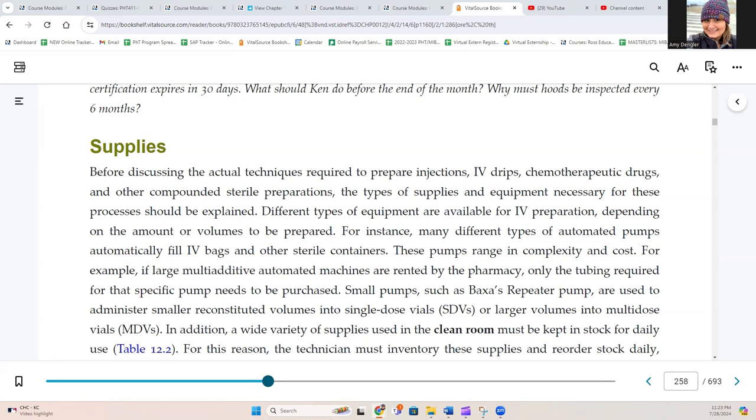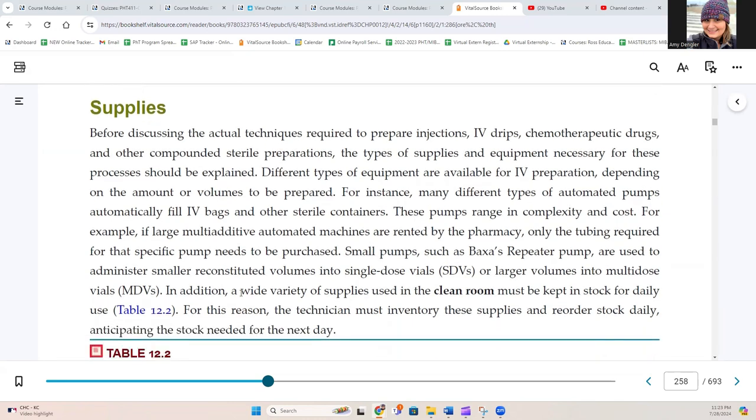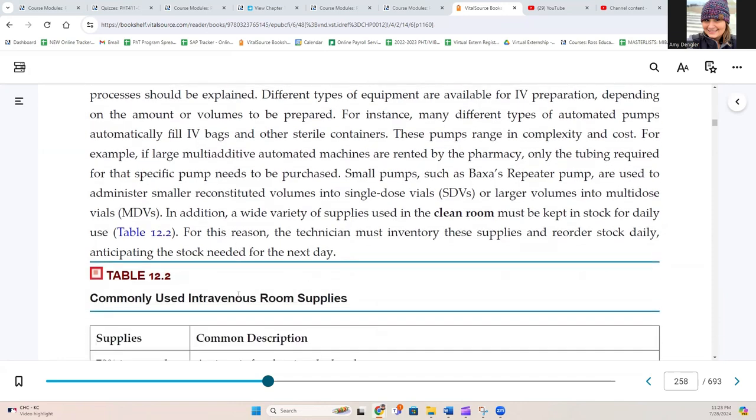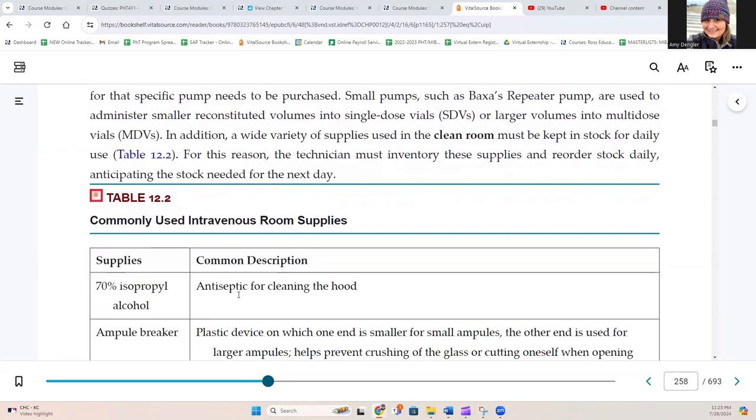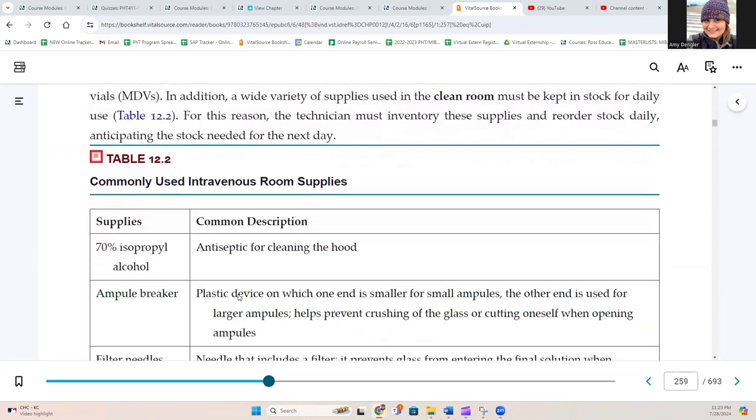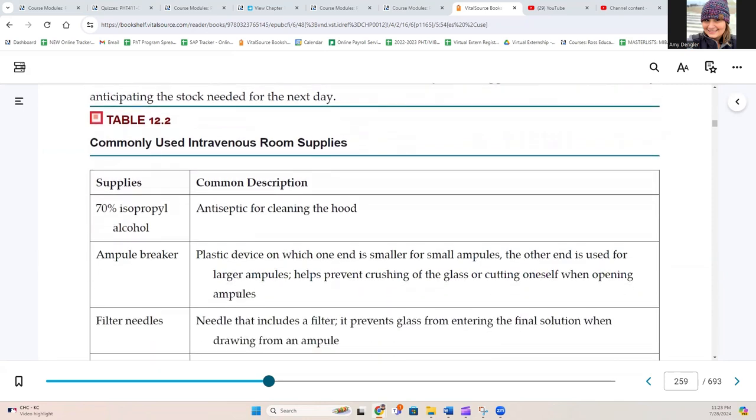needs to be purchased. Small pumps such as Baxa's repeater pump are used to administer smaller reconstituted volumes into single dose vials or larger volumes into multi-dose vials. In addition, a wide variety of supplies used in the clean room must be kept in stock for daily use. For this reason, the technician must inventory these supplies and reorder stock daily, anticipating the stock needed for the next day.